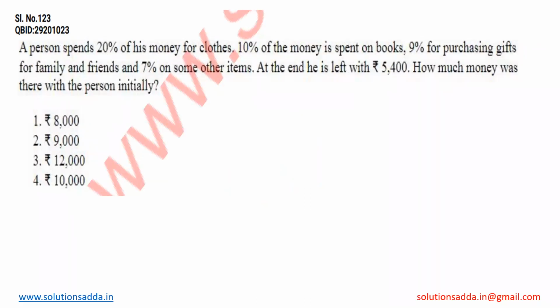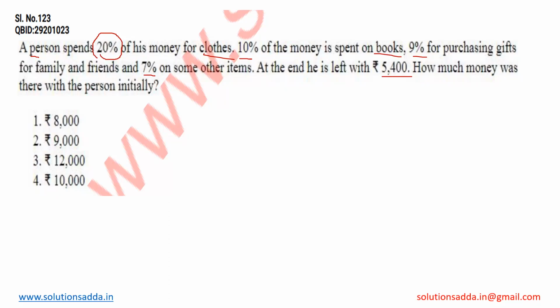Hello everyone, this is the next question, question number 23. This question is from maths. Let's read the question. A person spends 20% of his money on clothes, 10% of money is spent on books, 9% on purchasing gifts for family and friends, and 7% on some other items. At the end, he is left with 5400. How much money was there with the person initially?